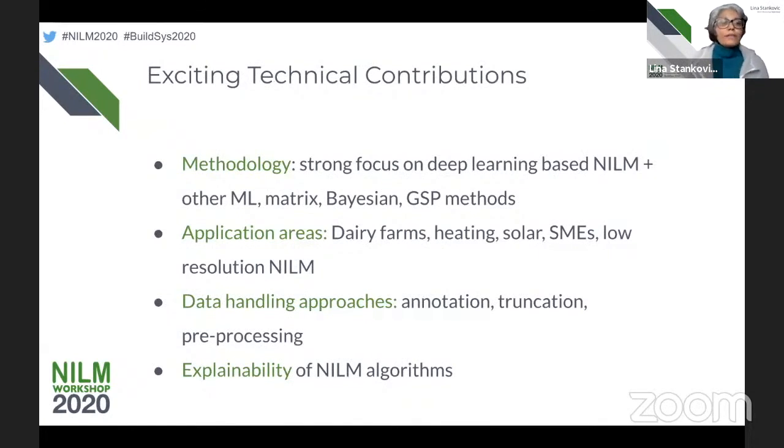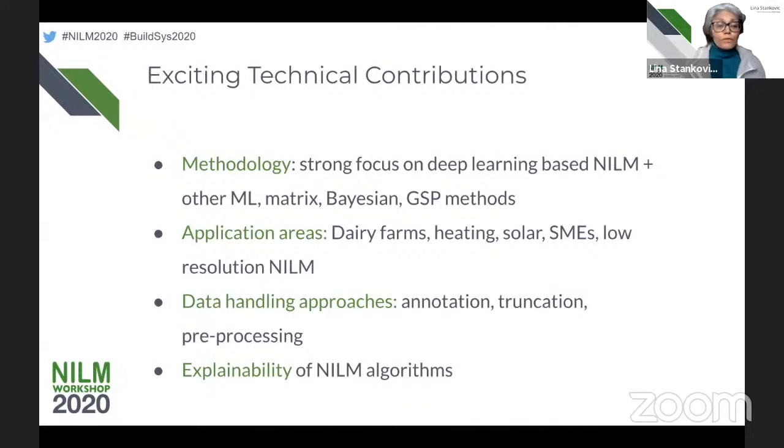So I mentioned some exciting technical contributions. What we found interesting is we had a good mix of contributions from the methodology point of view. There was a strong focus on deep learning based NILM. We know that's where the trend is right now, but other machine learning methods as well, matrix and tensor methods, Bayesian methods, even GSP methods, quite interesting. So that's on the methodology itself. We saw some new application areas, dairy farms. That's the first time I've heard of it, which is great. I'm looking forward to that. But heating as well, solar, small to medium enterprise type NILM problems, addressing low resolution NILM, which is what smart meter data will look like.